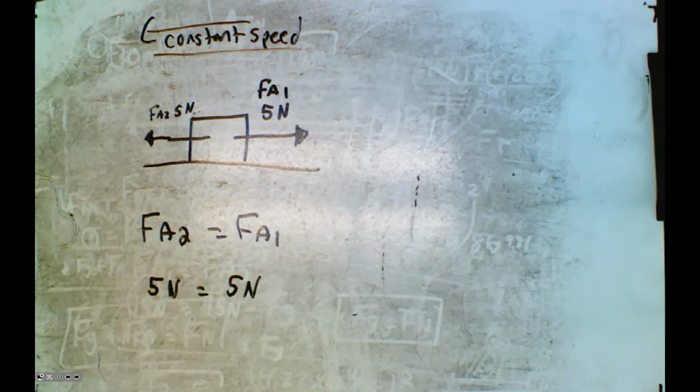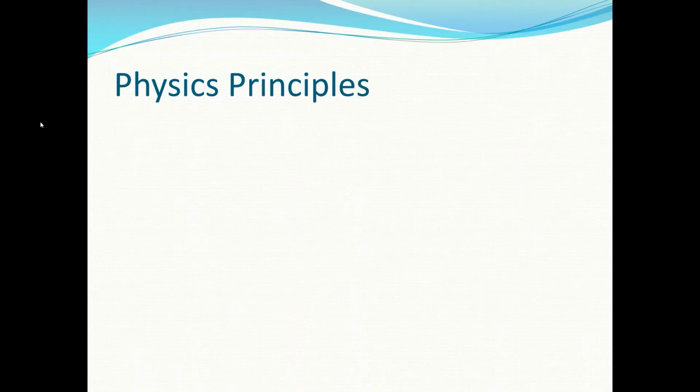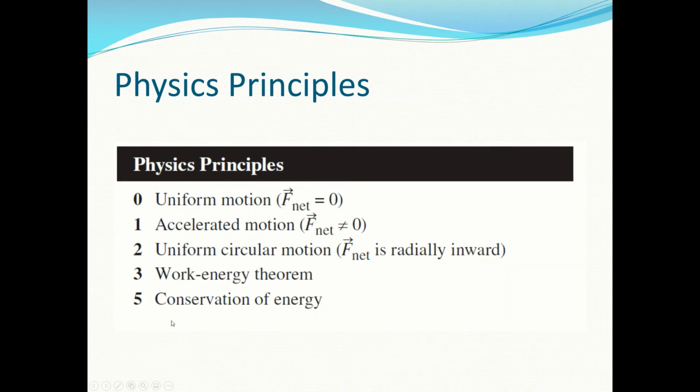Everything is going to be moving at a constant speed or stopped. FNETs have to equal 0 for these first few lessons. These are physics principles, and they're in your data book. These are physics principles that we'll be using. Right now, we're talking about uniform motion, so that's physics principle 0. You can find that on the back of your data booklet right there.